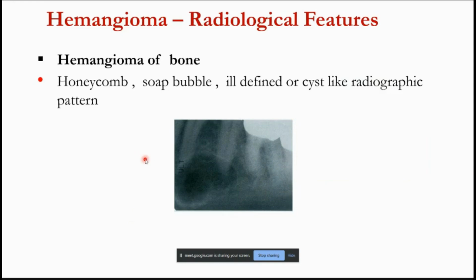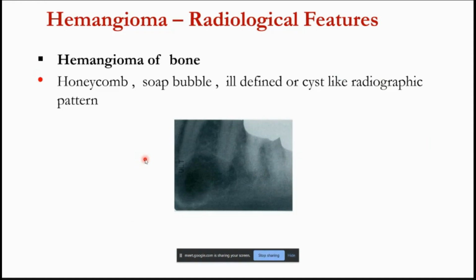Radiologically, all these other tumors we didn't discuss radiological features because they do not affect the bone, unless it was osteoma. But hemangioma can also be seen within the bone. It's not just seen in the soft tissue, because bone also has blood vessels, the Haversian system, the whole thing is there within the bone, right? So hemangioma can be seen within the bone as well.